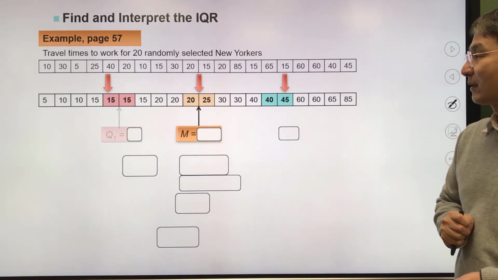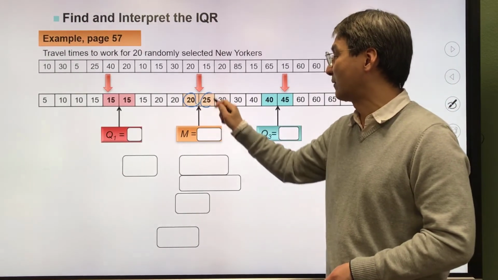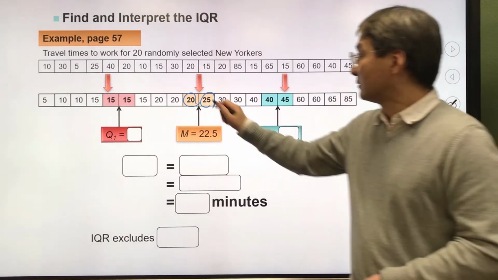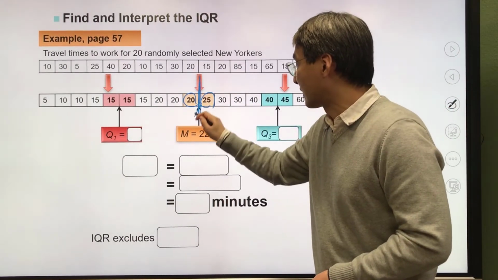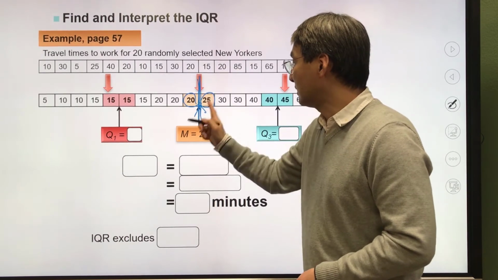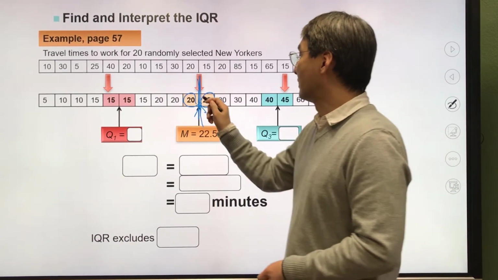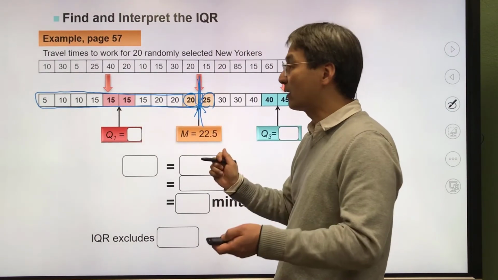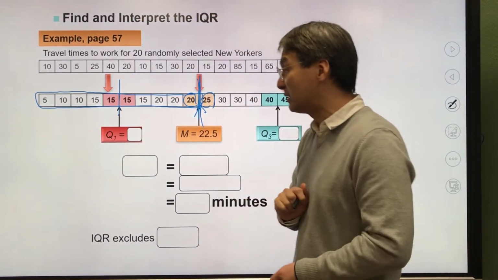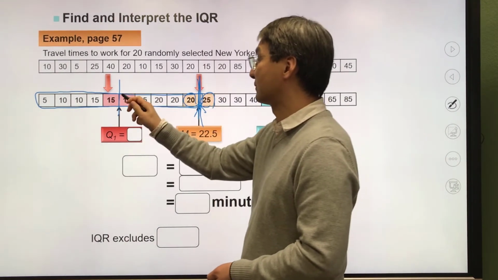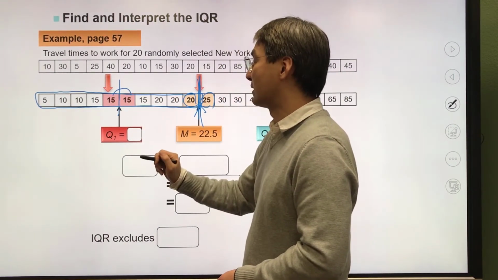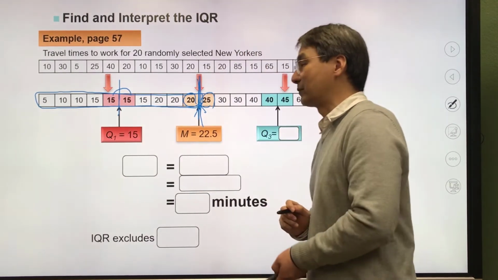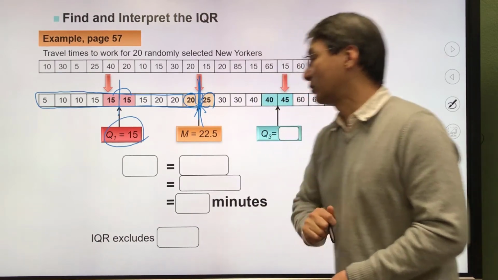So the median is right there, between 20 and 25, so this number is 22.5. It cuts the entire data set in half. So these are 10 data points, and we can also find the midpoint, the median of the first half. This is between 15 and 15. So 15 plus 15 divided by 2 is still 15. Let's just say this is Q1.